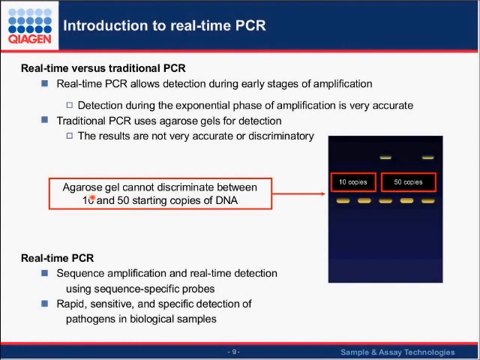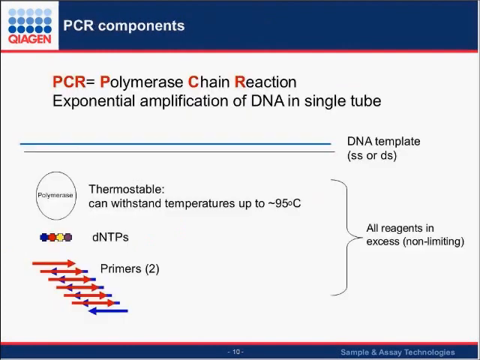So real-time PCR provides you with sequence amplification, real-time detection, and sequence-specific probes, and it's rapid, sensitive, and specific detection of your pathogens. And it's in real time, and it's very rapid and very sensitive.